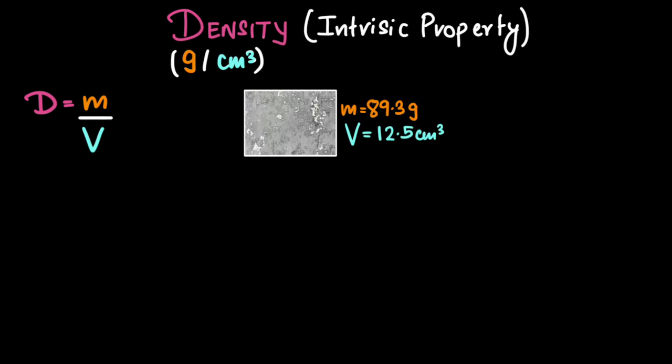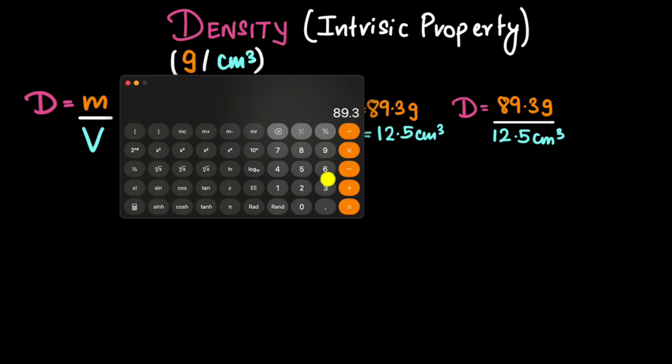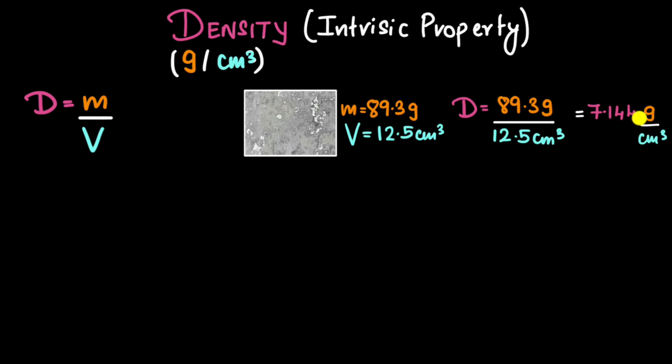Say you have a sample whose mass is given to be 89.3 grams and its volume is given to be 12.5 cm cube. We want to figure out what its density is. Well, we know density is mass divided by volume, so we can just do that. So density will be this number divided by this number. And now I can just plug this in my calculator. 89.3 divided by 12.5 gives me 7.144. And we can round this off.